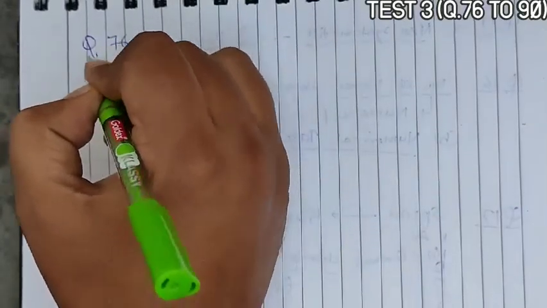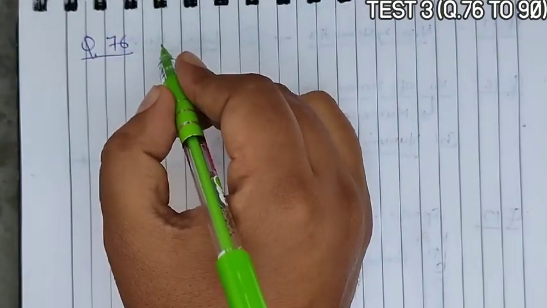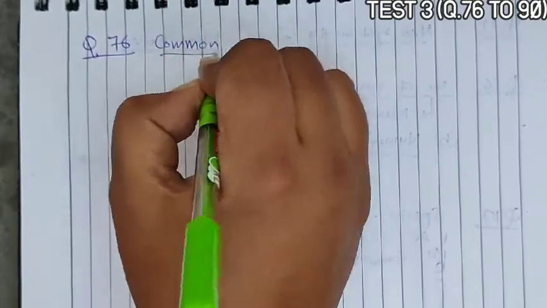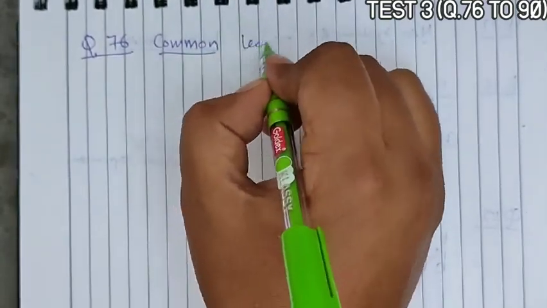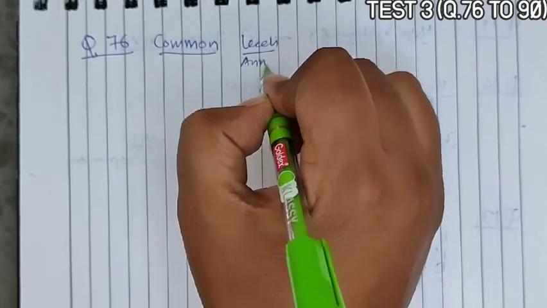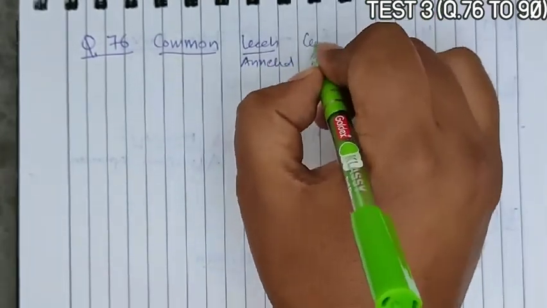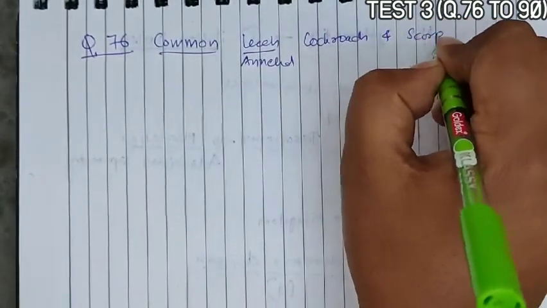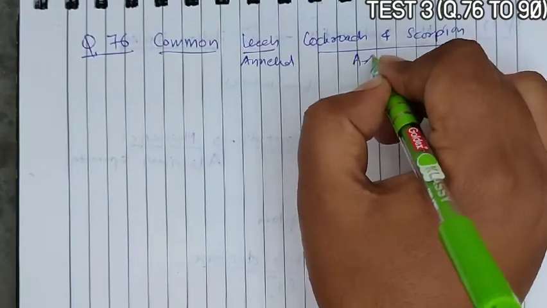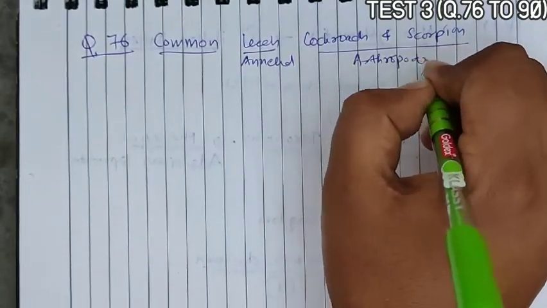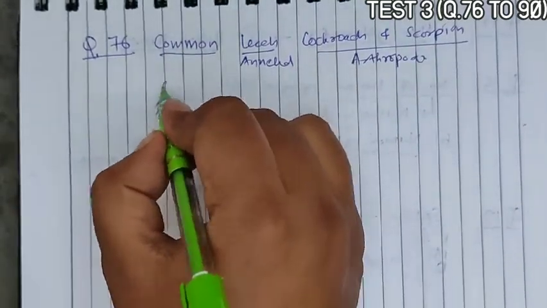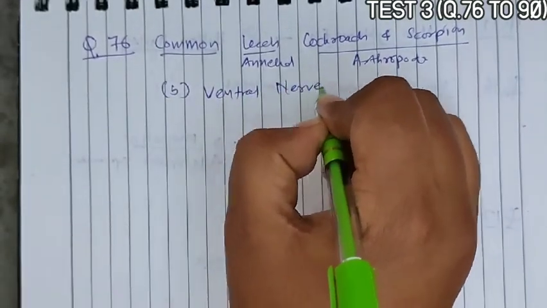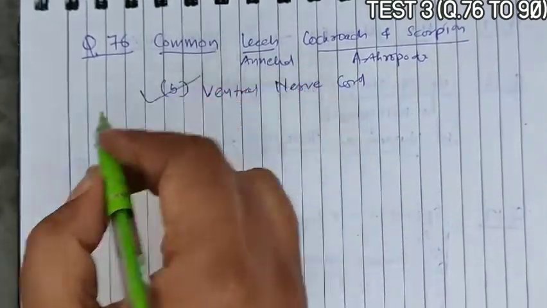Question 76. It asks which one feature is common in leech, cockroach and scorpion. Now leech is an annelidan, and cockroach and scorpion belong to arthropods. Now these all have a ventral nerve cord. So B is the correct answer.